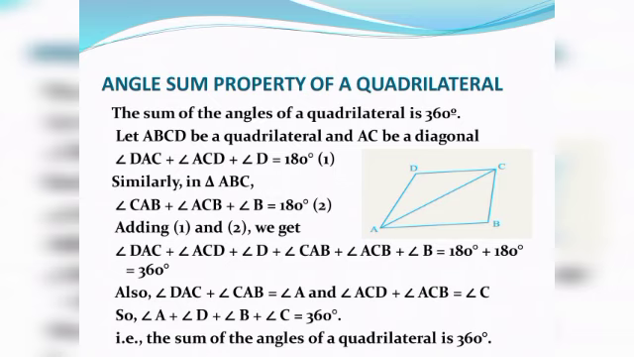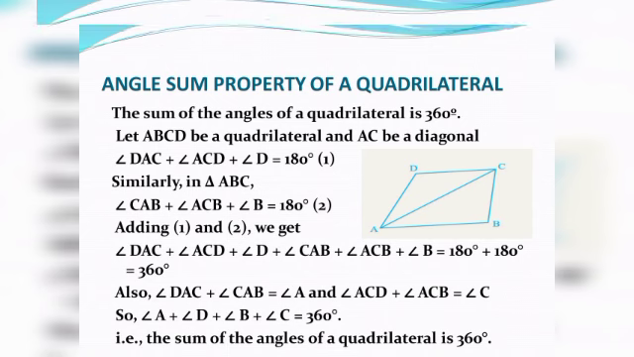Also, angle DAC plus angle CAB is equal to angle A and angle ACD plus angle ACB is equal to angle C. So, angle A plus angle D plus angle B plus angle C is equal to 360 degrees. That is, the sum of the angles of a quadrilateral is equal to 360 degrees.